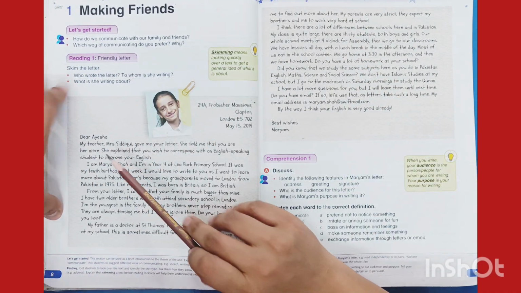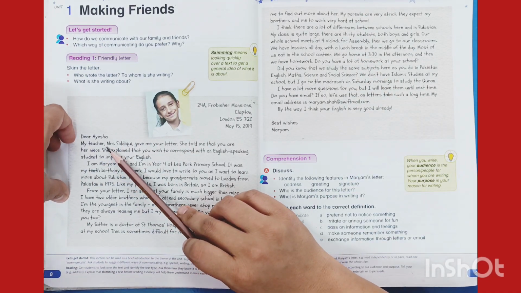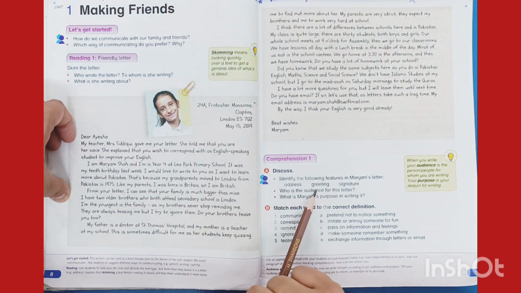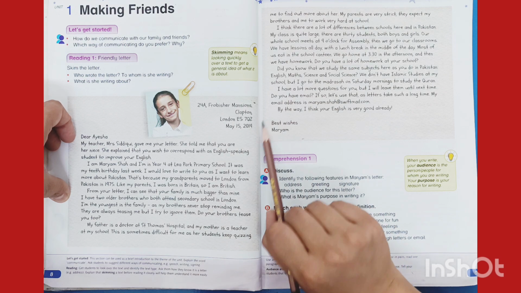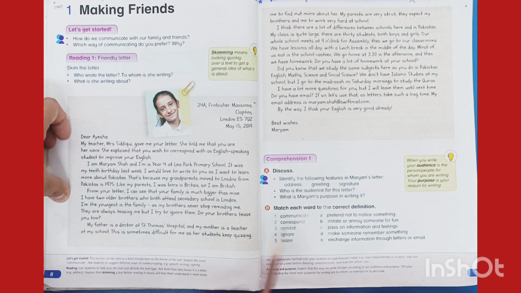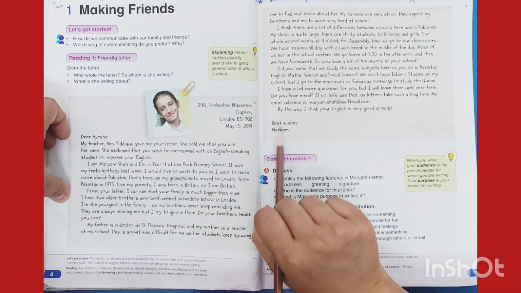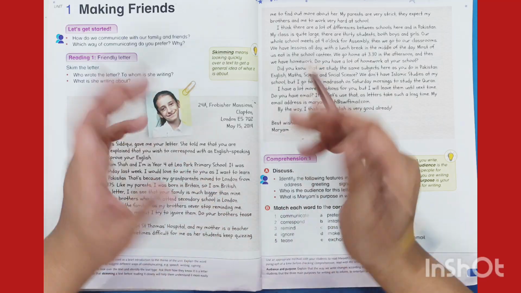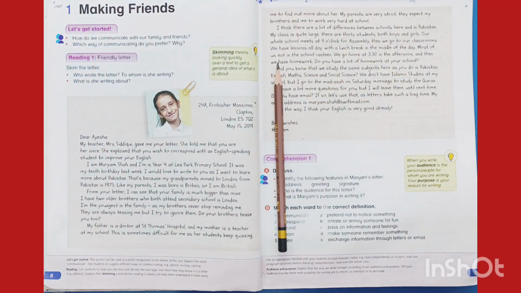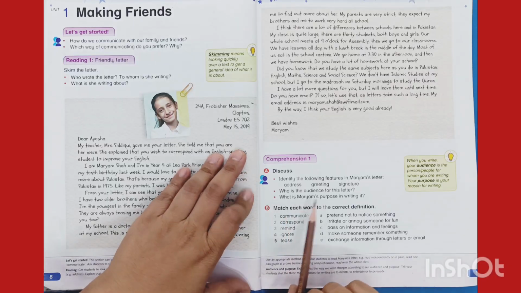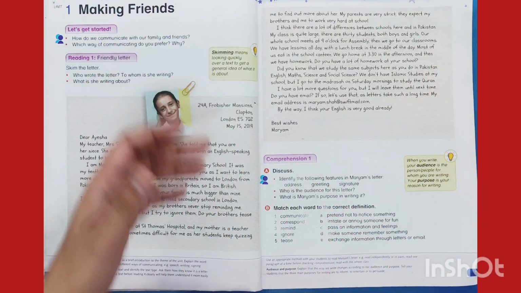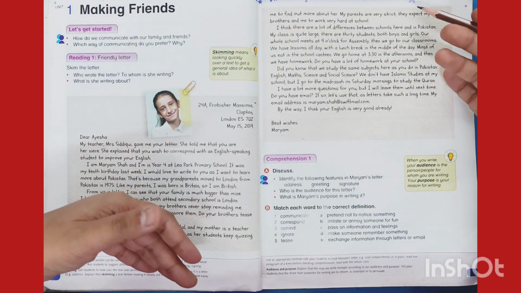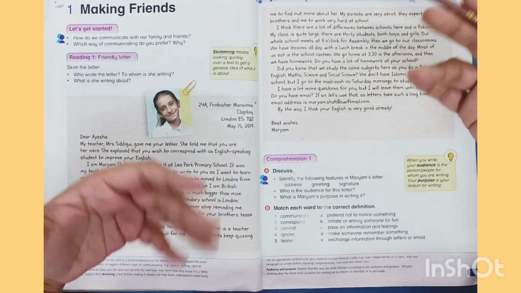Okay, so best wishes, dear Aisha. She has given wishes, greetings, sorry, here at the end of the letter. Signature, she has just written her name instead of signing the letter. Who is the audience for this letter? Obviously, Aisha is the audience, or as we are reading this letter, we are the audience.